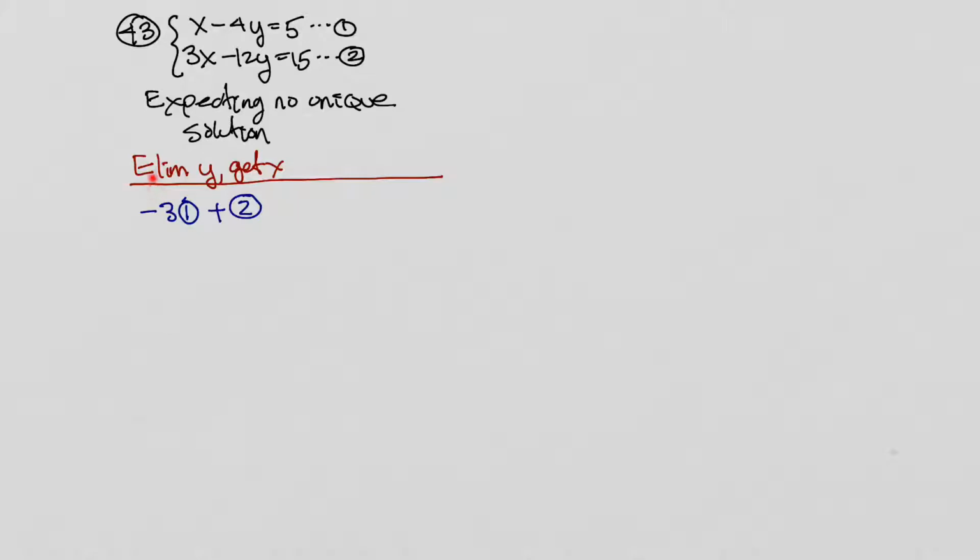Negative 3 times equation 1. So take a negative 3, multiply it all the way through equation 1. That'll give us negative 3x plus 12y equals negative 15. Right, let's just check that. Now let's add in equation 2, which is 3x minus 12y equals 15.